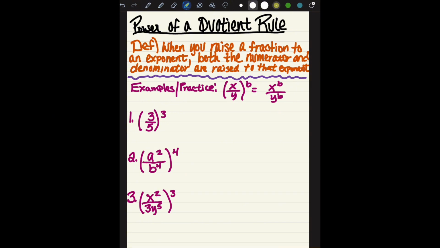This lesson is about the power of a quotient rule. All right, straight to it. So the definition of it is when you raise a fraction to an exponent, both the numerator and denominator are raised to that exponent. So basically, the numerator and the denominator share that same exponent when it's being raised to that power.